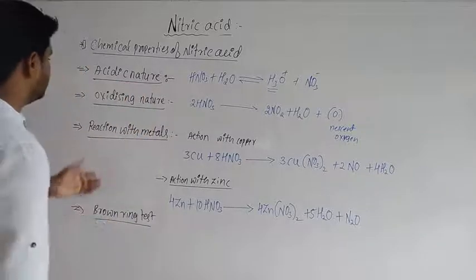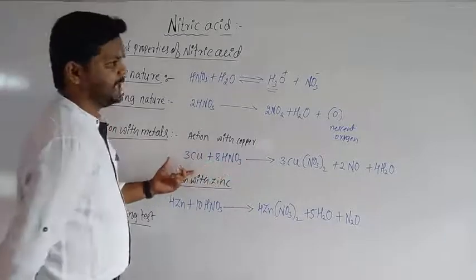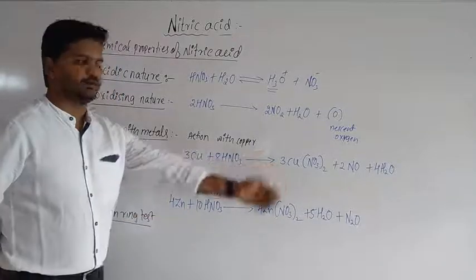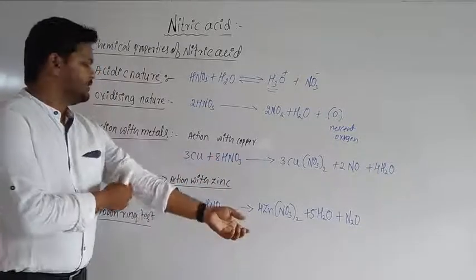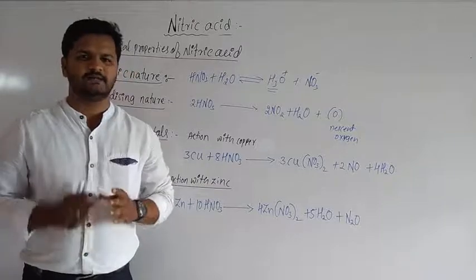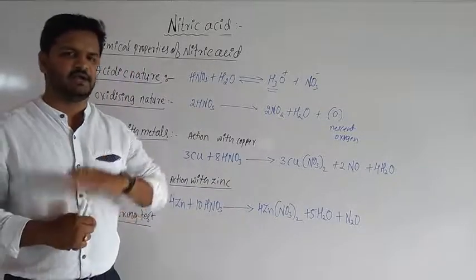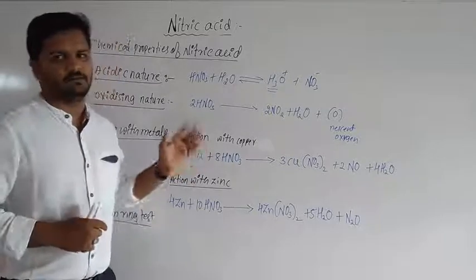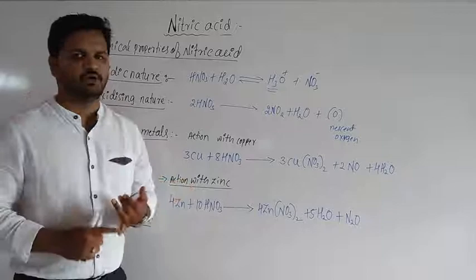Next one, reaction with metals. When nitric acid reacts with a metal like copper and zinc, it produces different compounds. Nitric acid reacts with all the metals except gold and platinum, because gold and platinum are noble metals. That is why HNO3 does not react with gold and platinum.